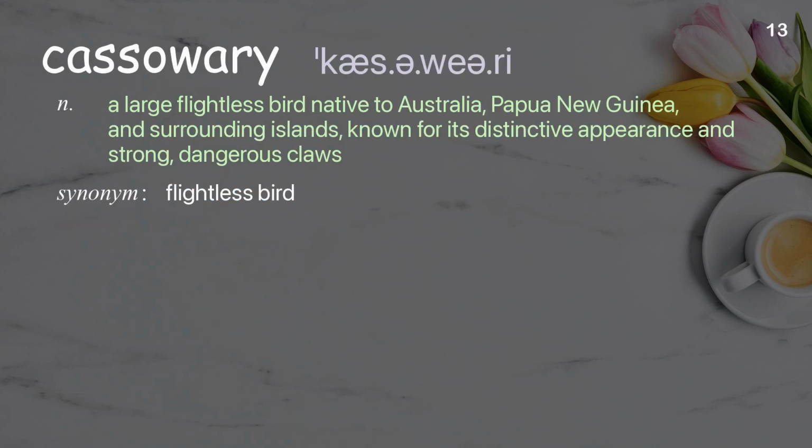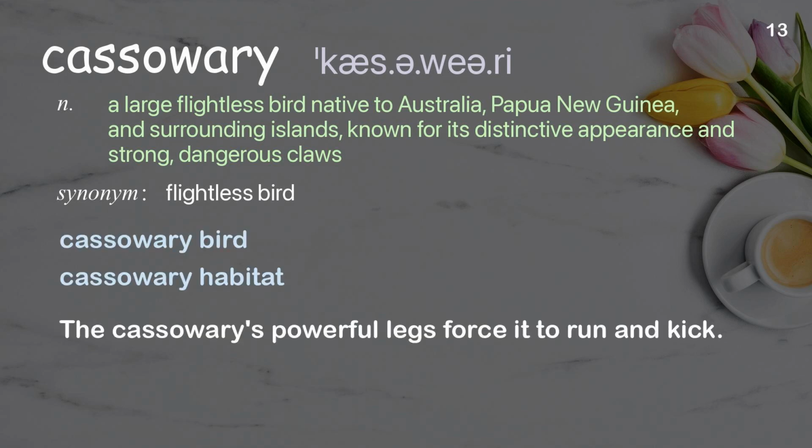Cassowary. A large flightless bird native to Australia, Papua New Guinea, and surrounding islands, known for its distinctive appearance and strong, dangerous claws. Examples: Cassowary bird. Cassowary habitat. The cassowary's powerful legs force it to run and kick.